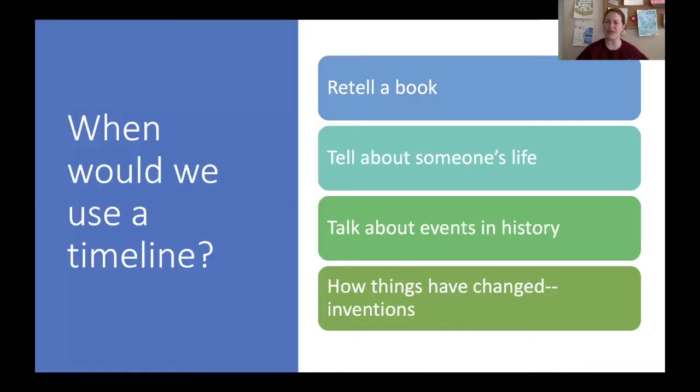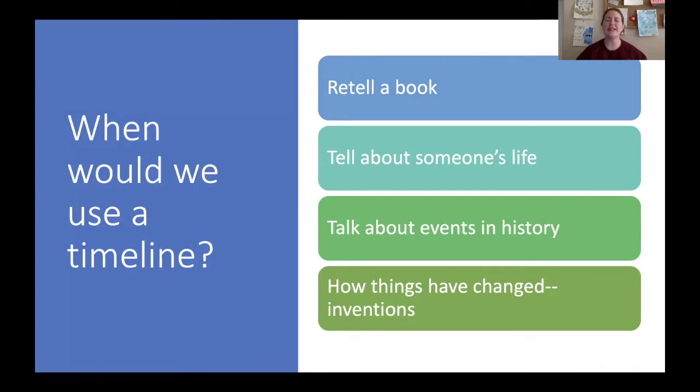So, when would we use a timeline? You can actually use a timeline for a whole bunch of different things. I just listed a few examples here. You could use a timeline to retell a book. We know that books have different events that happen in them. You could set a timeline to tell the important events that happened in the book.